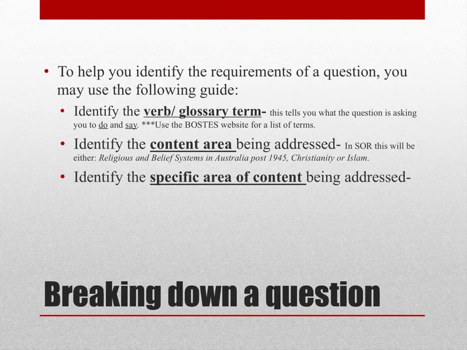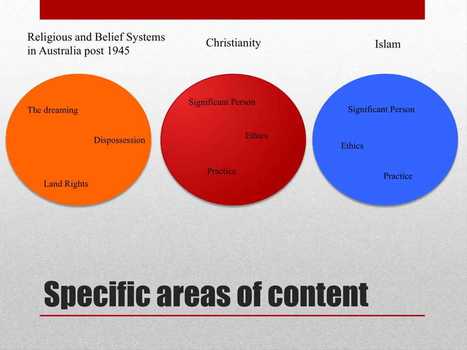However, step 3 of this particular process is where you need to identify the specific area of content. Okay, so that's actually asking you to look at, well, what area within religious and belief systems in Australia post-1945 are they concerned with? What area within our religious in-depth study of Islam are they asking you to focus on? So, for example, the religious and belief systems in Australia post 1945 unit is broken up into particular categories. So, within the Aboriginal spirituality component of this unit, there is a focus on the dreaming, dispossession, and land rights.